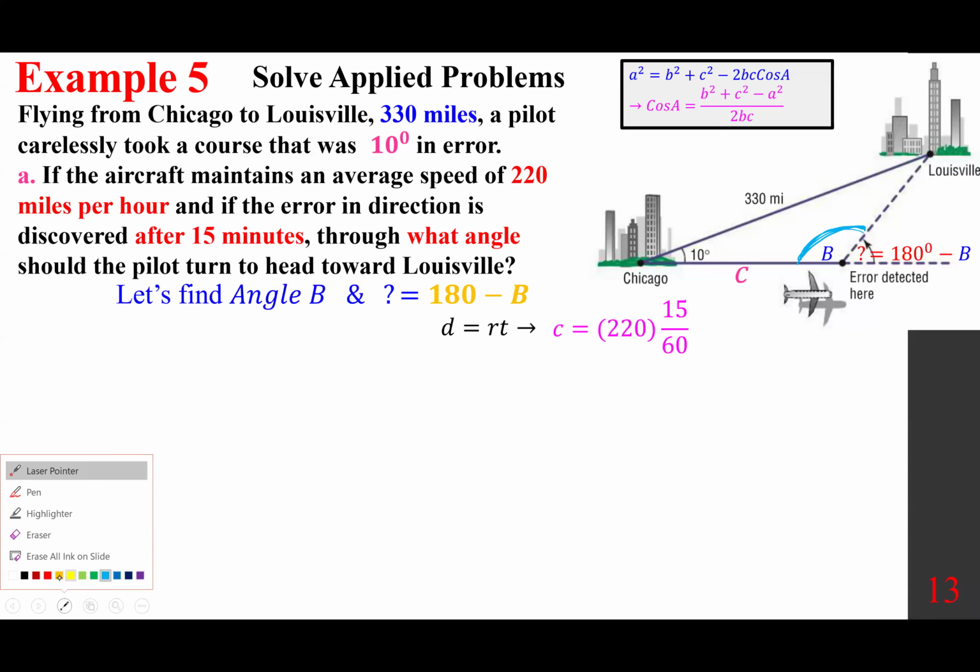By this, I'm changing it to hours. And we get 55 miles. So C is 55 miles. We have this distance now.